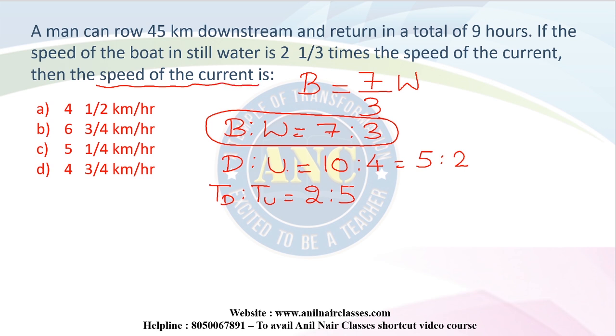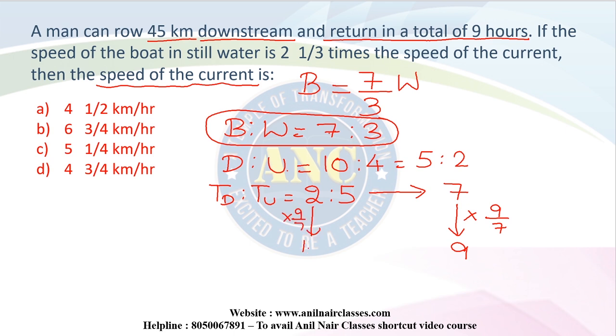Now see here. A man can row 45 kilometers downstream and return in a total of 9 hours. In the question it is given as 9 hours, but according to the ratio it is 5 plus 2, 7 hours. So 7 should become 9. Multiply by 9 by 7. So 2 into 9 by 7 is 18 by 7, and 5 into 9 by 7 is 45 by 7. So 45 by 7 is the upstream time and 18 by 7 is the downstream time.